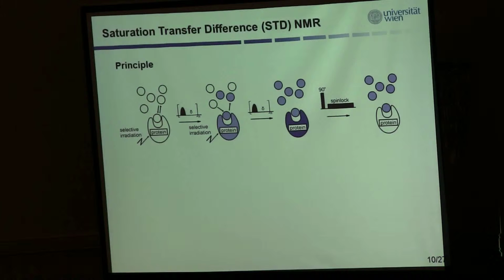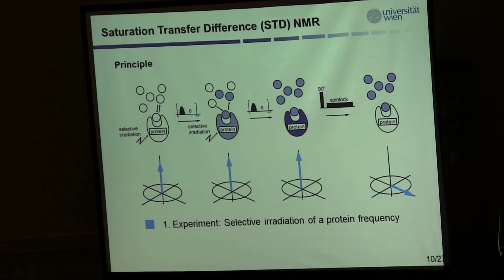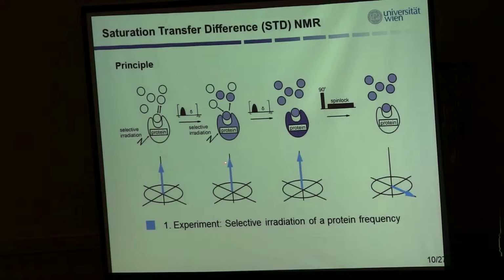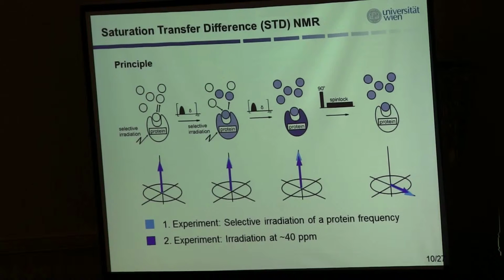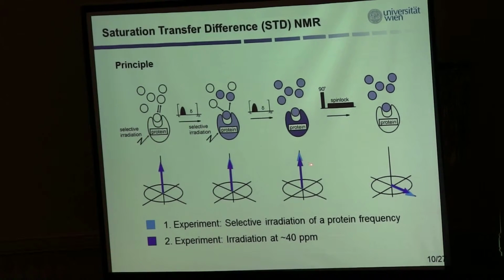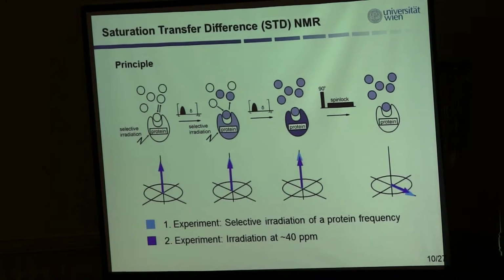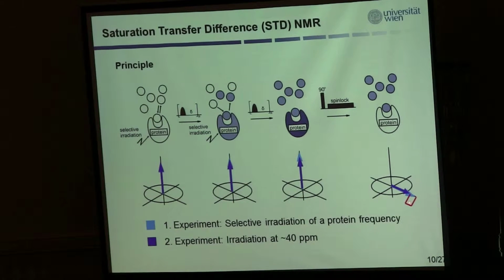Then we make a 90-degree pulse and a spin lock for a T2 relaxation of the protein. And we can see here that the magnetization in the ligand is growing by the transferred magnetization and then transferred to the XY plane. Then we repeat the experiment without irradiation of the protein. So of course we have no growth of that magnetization vector here. And we have this little difference here, which indicates the transferred magnetization and gives us information about the binding pattern.